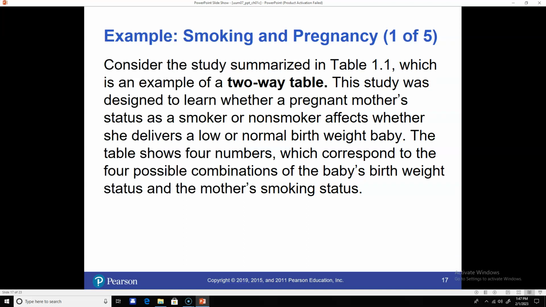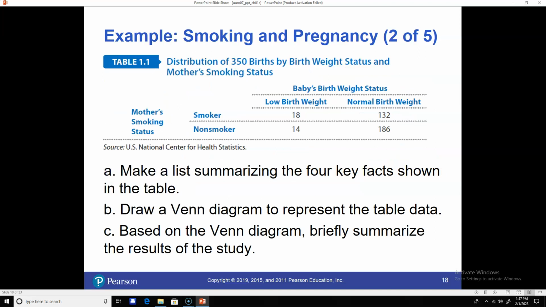Okay, so consider study summary lesson table 1.1. It's an example of a two-way table. The study was designed to learn whether a pregnant mother's status as a smoker or non-smoker affects whether she delivers a low or normal birth weight baby. The table shows four numbers which correspond to the four possible combinations of the baby's birth weight status and the mother's smoking status. So we've got a lot going on here. We have a two-way table.